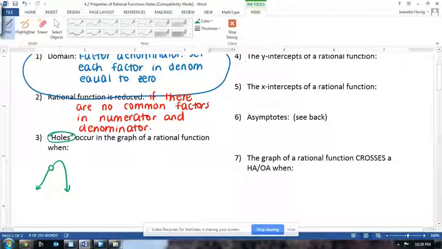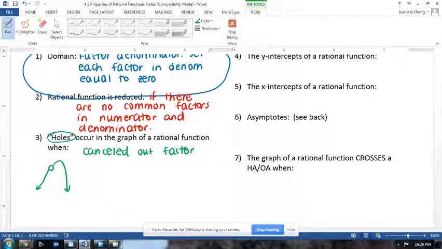So a hole will occur only when you have canceled out a factor. For instance, if you canceled out x minus 3 from the numerator and denominator, that means you'll have a hole at x equals 3. We'll talk about how you find the coordinates of your holes, but I just want you to know that if there's something that you can cancel out, that's where you're going to have a hole. Sorry, I just misspelled canceled.